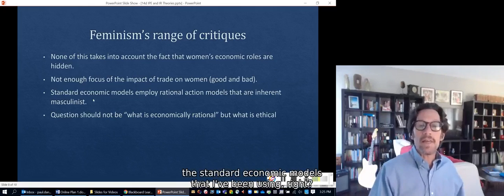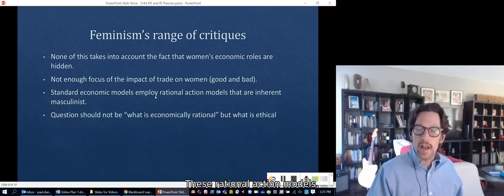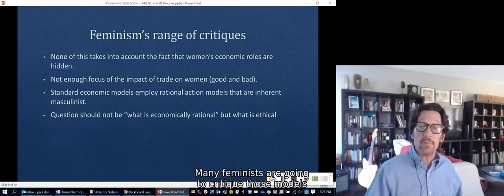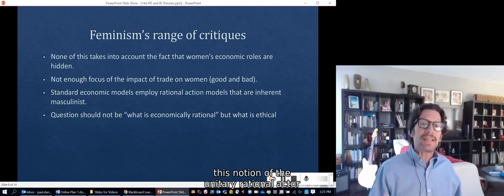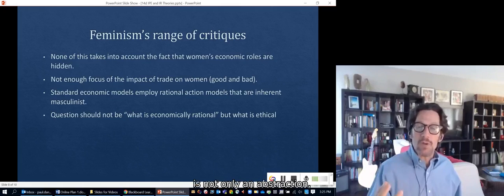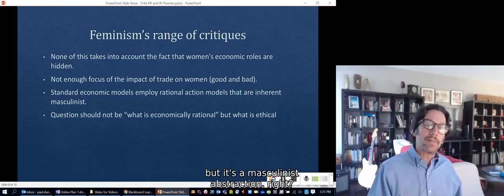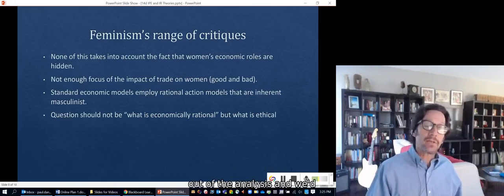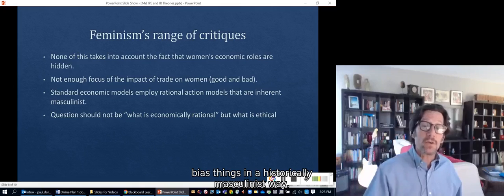The standard economic models that I've been using, these rational action models, game theory, the Pareto frontier, the prisoner's dilemma, many feminists are going to critique those models themselves, saying that this notion of the unitary rational actor is not only an abstraction, but it's a masculinist abstraction. And by assuming these disinterested, perfectly calculating rational actors, we've left a lot of important things out of the analysis, and we've biased things in a historically masculinist way.